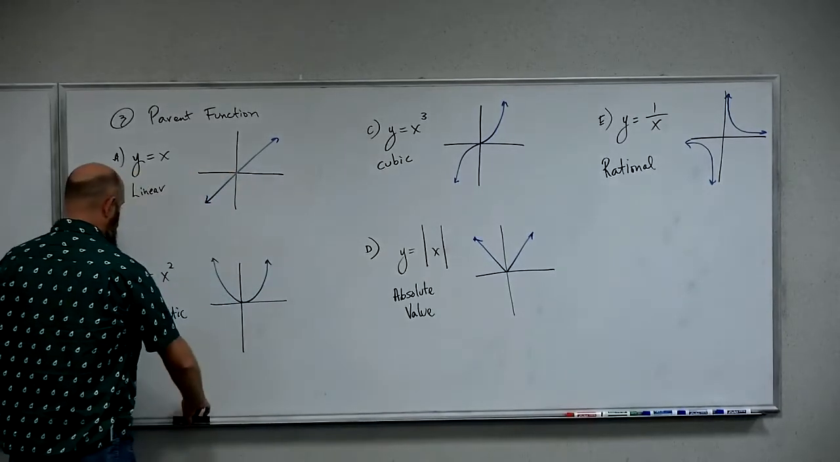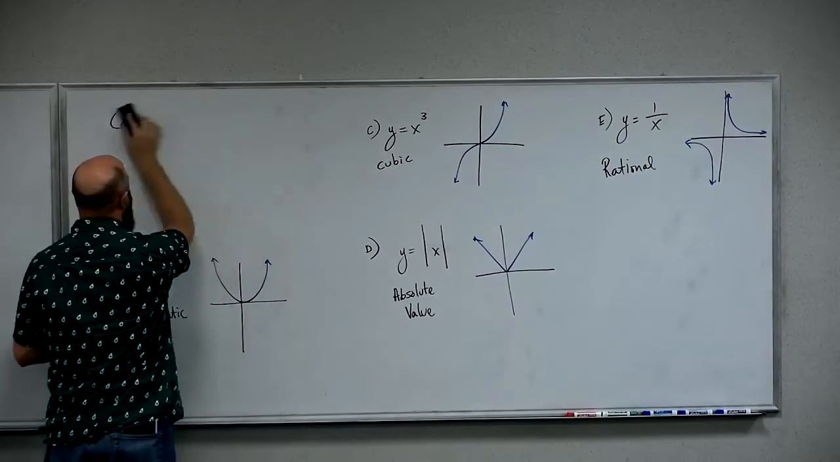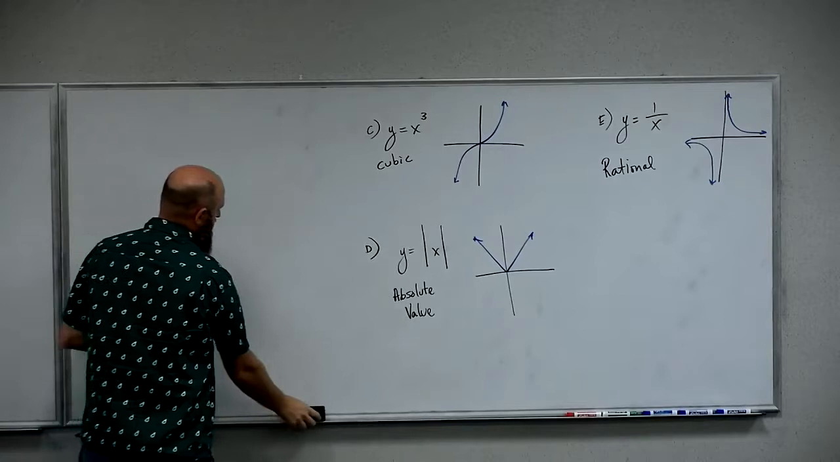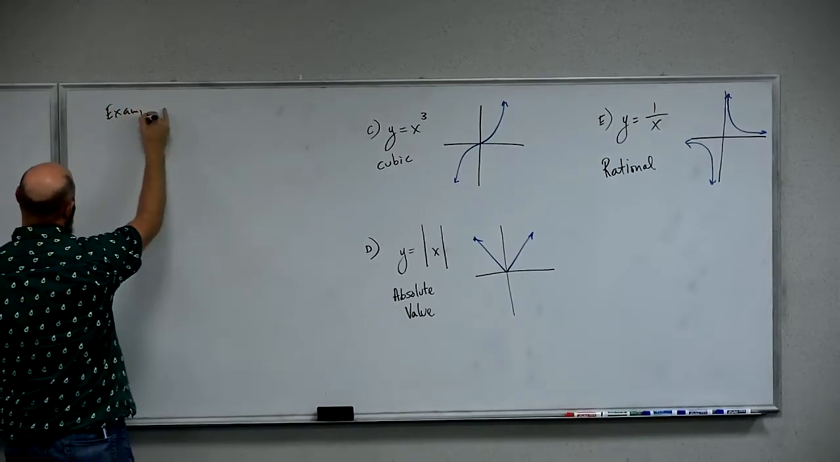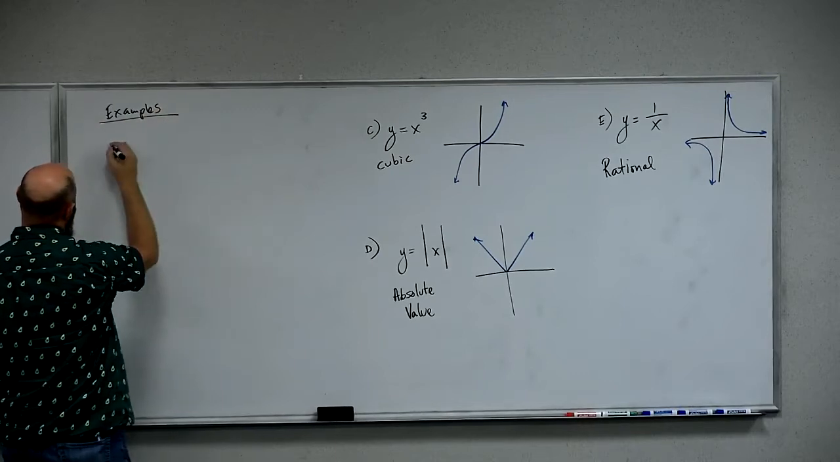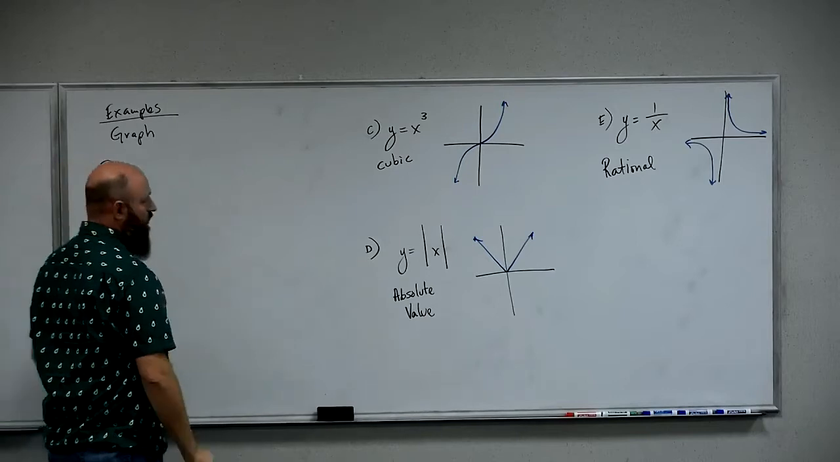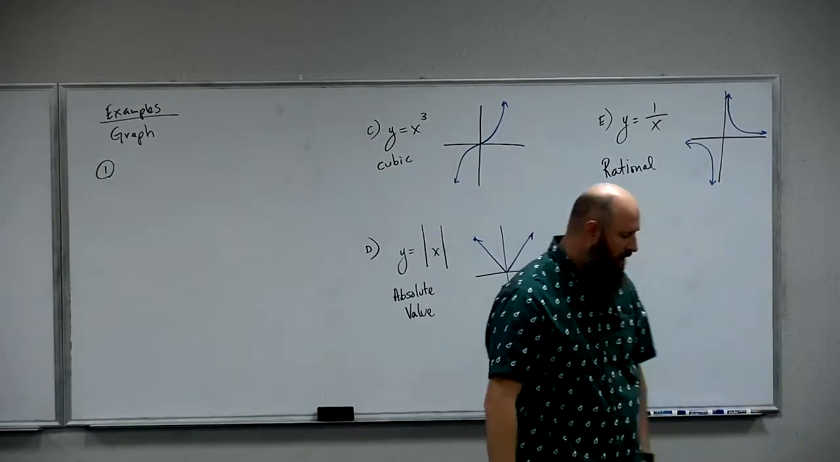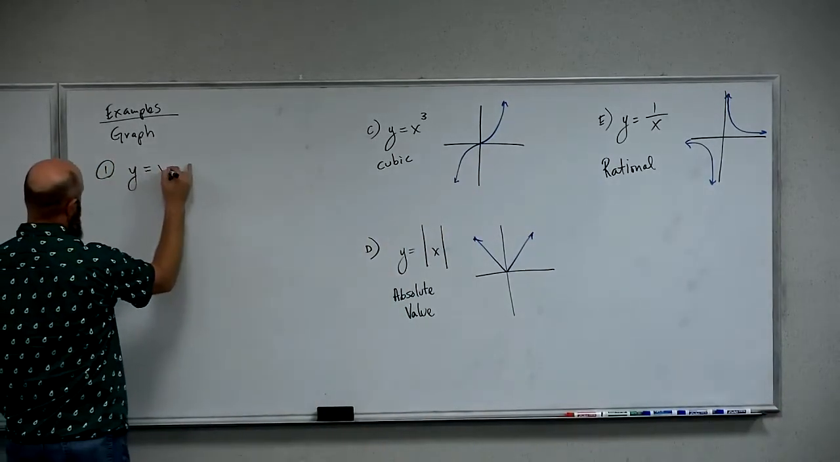All right. So now that we know that information, we can graph. So let's get to graphing here. All right, so examples. We want to graph number 1: y equals x plus 3.